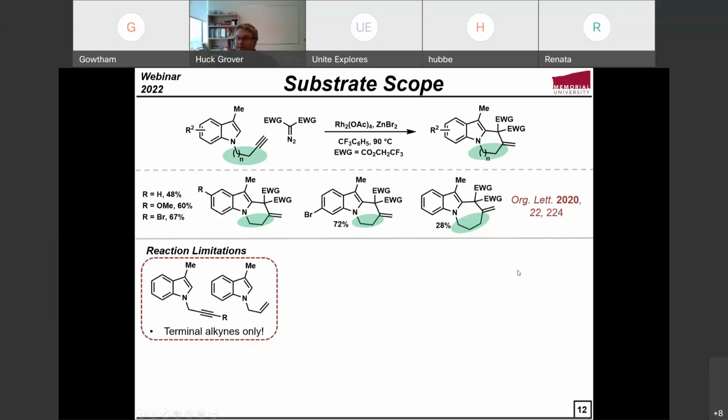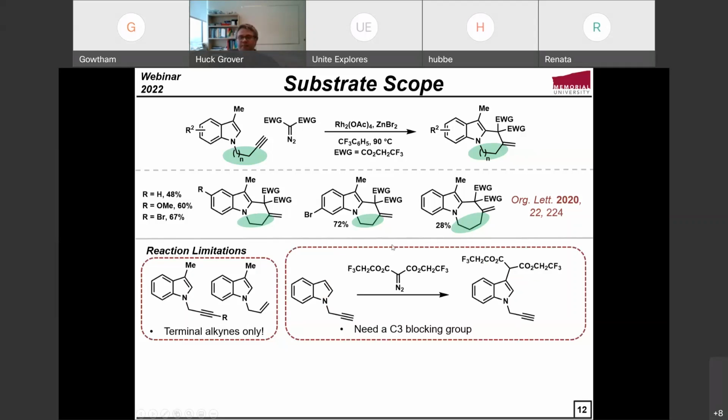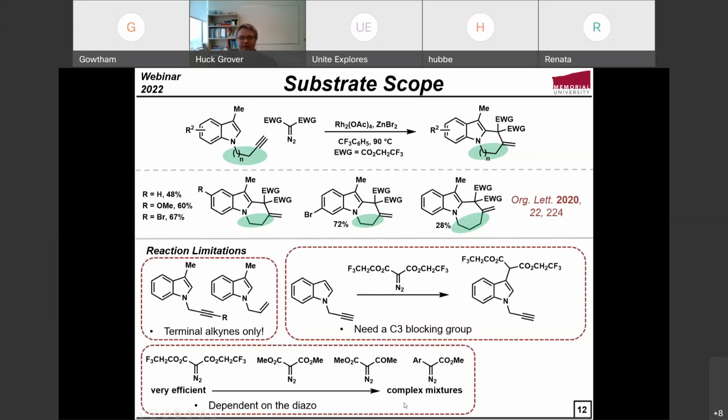But we knew that there were some limitations with this research project. One, it was limited to terminal alkynes. It could not be internal alkynes or alkenes as acceptors. We needed a C3 blocking group. If we don't have that, we only get site selectivity for the C3 insertion. It was very dependent on the type of diazo, and we required a rhodium zinc catalyst system, in which the rhodium became a little bit expensive.